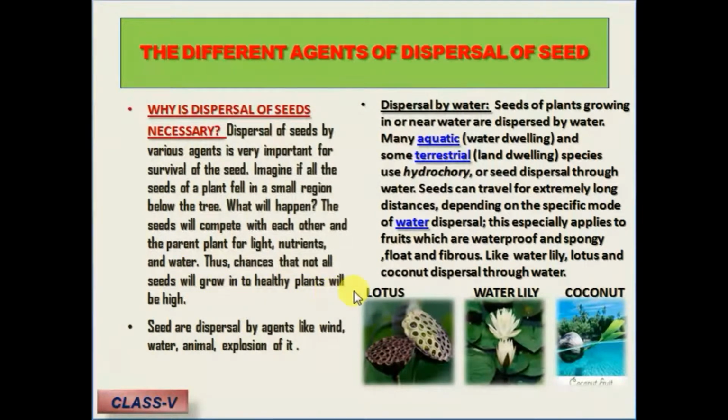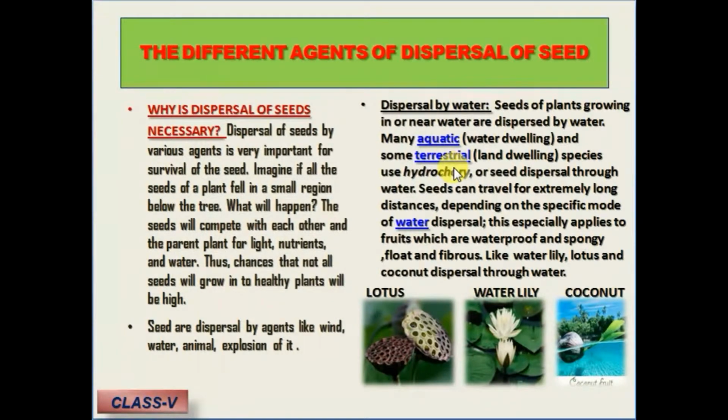So, the seeds are dispersed by agents like wind, water, animals, and explosion or blasting of seeds. These factors, that means agents, help the dispersal of seeds. Right, children? So, dispersal by water. How does water help in the dispersal of seeds?